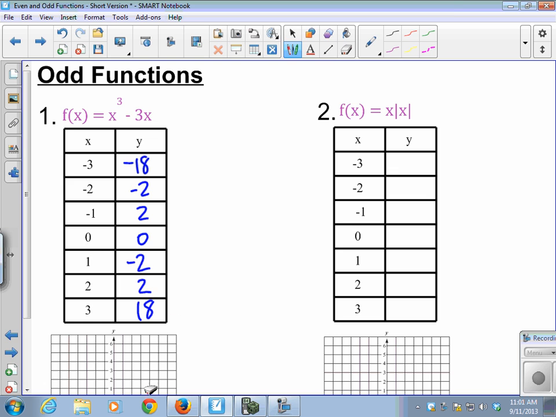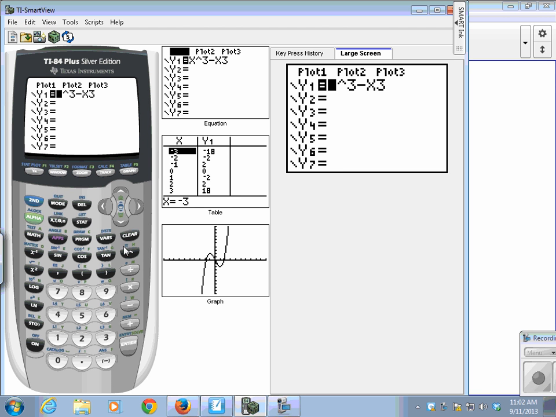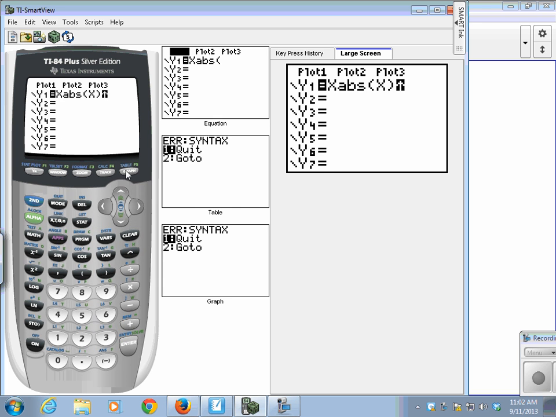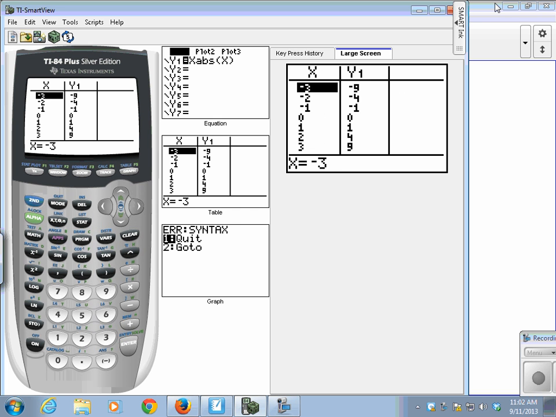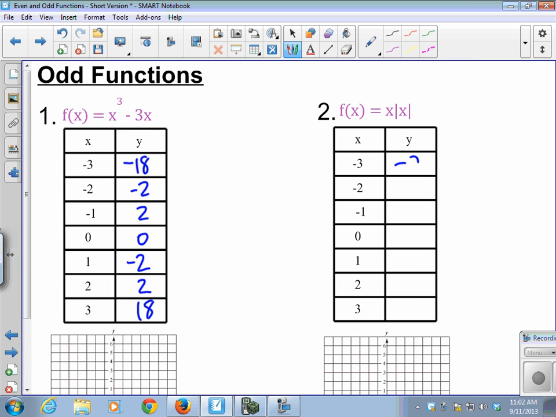Alright, in my second function, I'm going to plug that in right quick. That is x times the absolute value of x. So I'm going to look at the table: negative 9, negative 4, negative 1, this should be 0, and then 1, 4, 9.